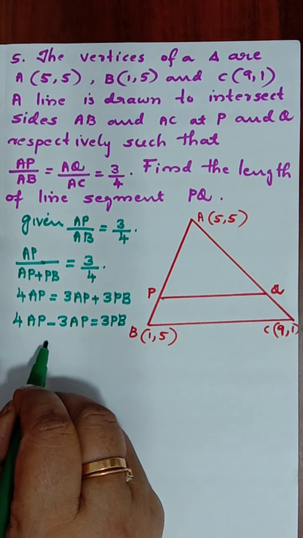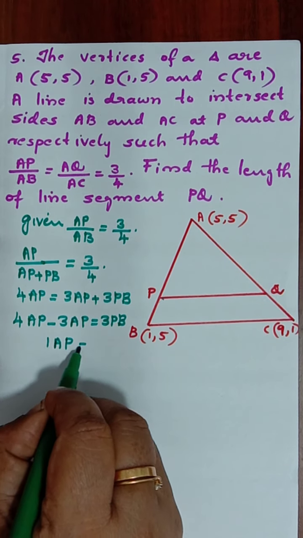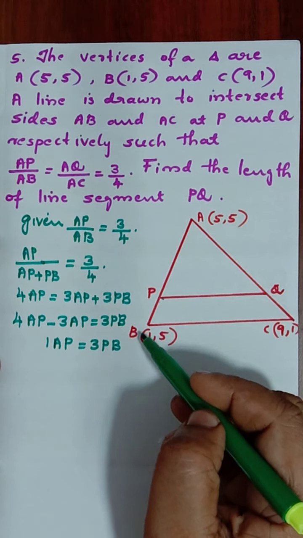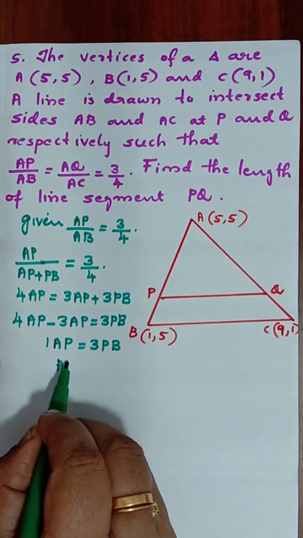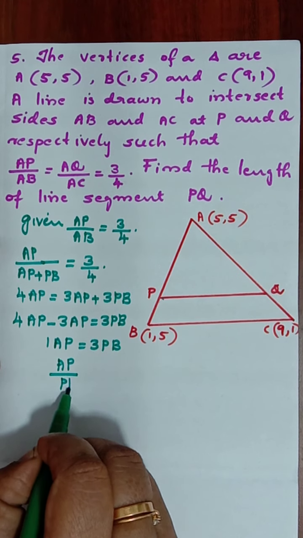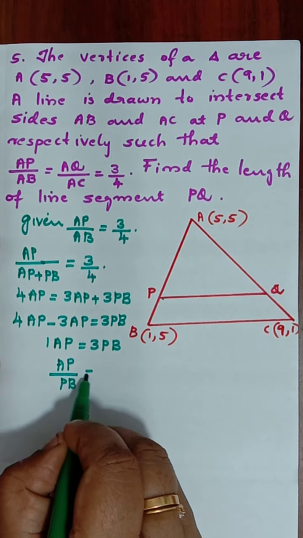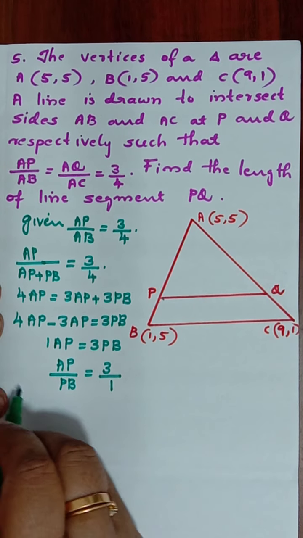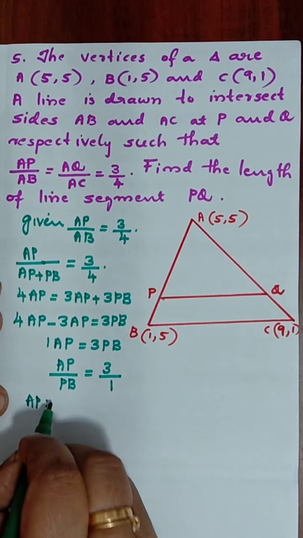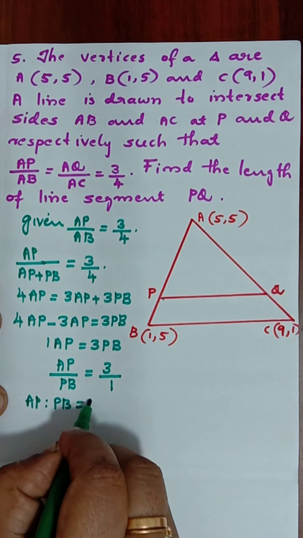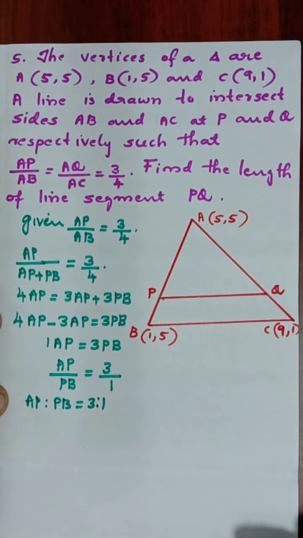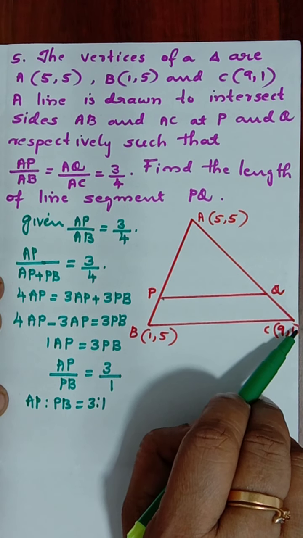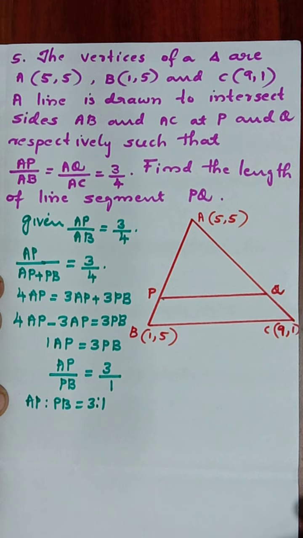How many AP? Only 1 AP is equal to 3PB. So AP by PB, here we have to write AP by PB. PB to this side becomes 3 divided by 1, or 3 is to 1. So AP is to PB equal to 3 is to 1. Similarly, for AQ or AC also, AQ is to QC we can find out.